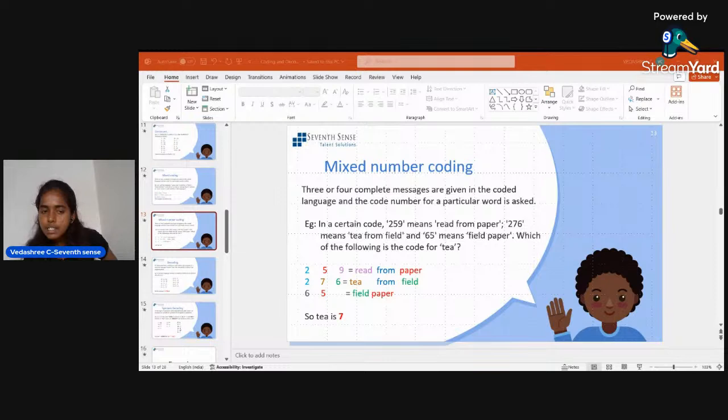Understood? So the very first step is to find out the similar word in the series of sentences, then find out the similar code, then assign that similar code to the similar word. Okay, understood or not, Uday Kumar?